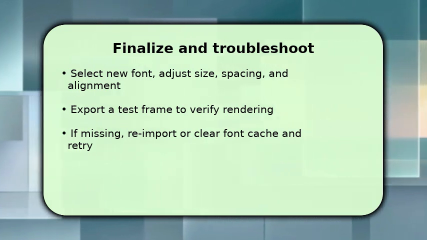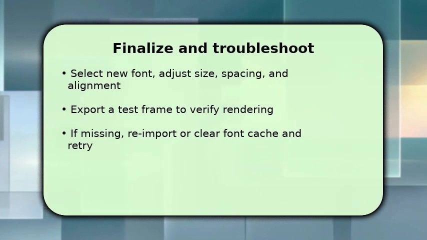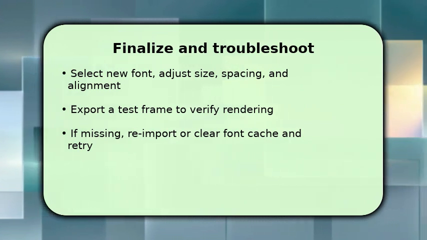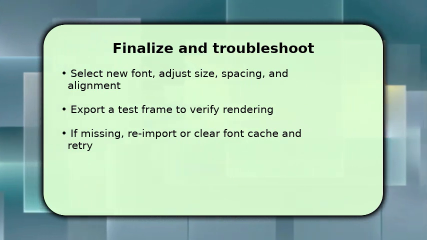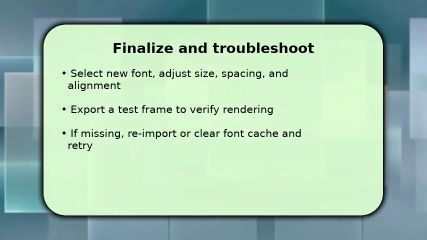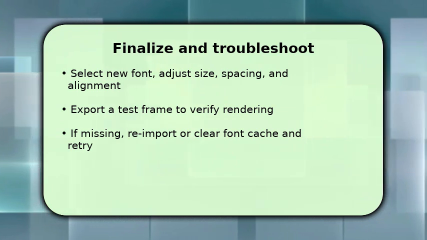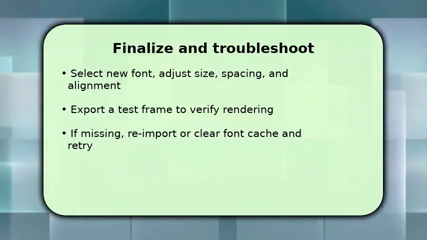If the font does not appear or shows fallback letters, re-import the same link or file. Make sure the file is not corrupted. As one quick troubleshooting tip, clear Alight Motion's cache or restart the app before trying the import again, because cached data can block new font installation.